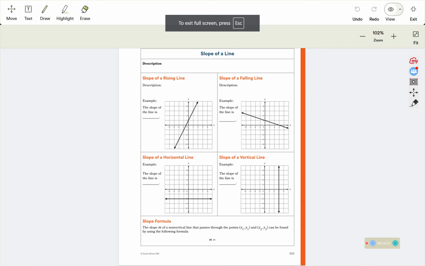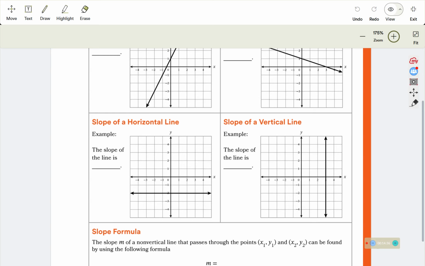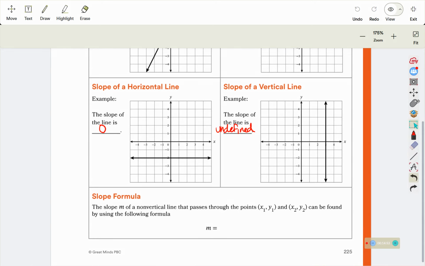Again, you're going to move to page 225 to add more to your graphic organizer here. So we just chatted about a horizontal line has a slope of 0, and a vertical line has a slope that is undefined. We also need to add in our slope formula, which we said is y2 minus y1 divided by x2 minus x1.